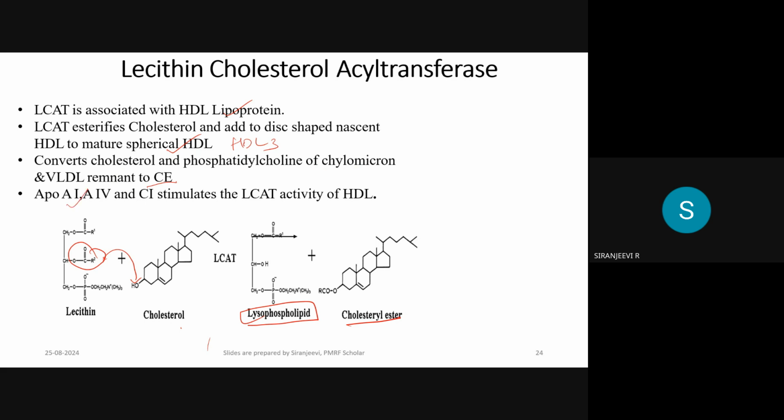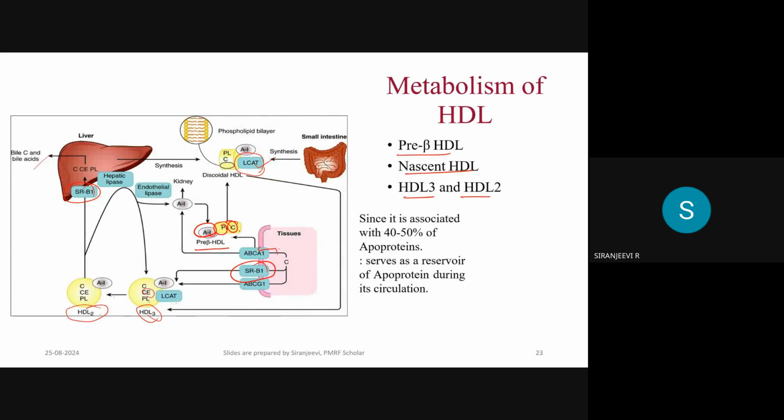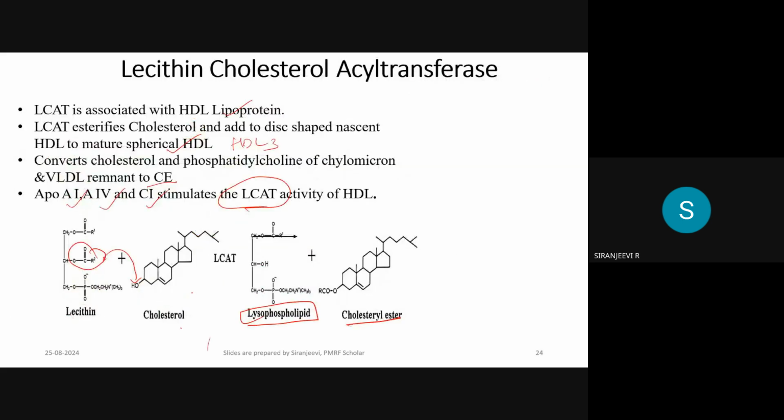And it converts the cholesterol and the phosphatidylcholine of chylomicron and VLDL remnant to the cholesterol ester. And here ApoA1, ApoA4, and ApoC1 stimulate the LCAT activity of the HDL. That's what we are seeing. Here the ApoA1 is there, then it can give so much LCAT activity.